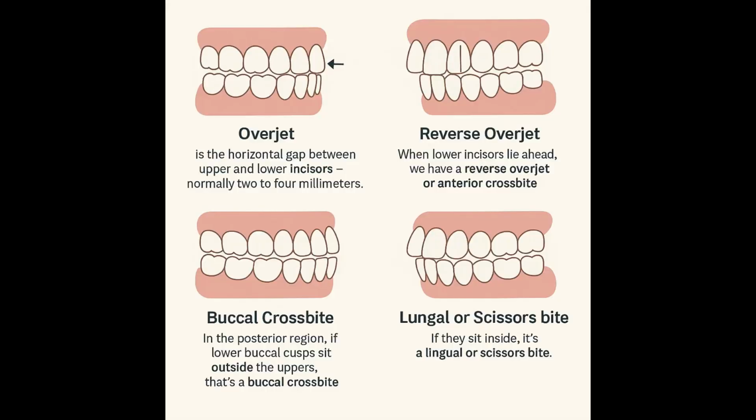In the posterior region, if lower buccal cusps sit outside the uppers, that's a buccal crossbite. If they sit inside, it's a lingual or scissors bite.